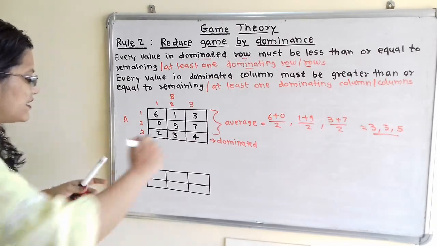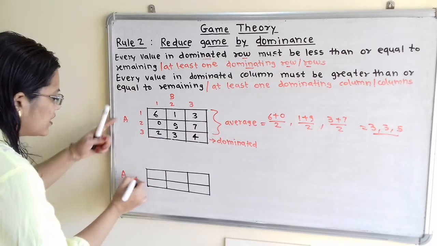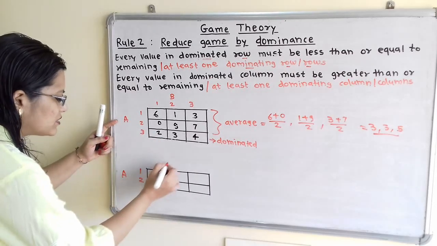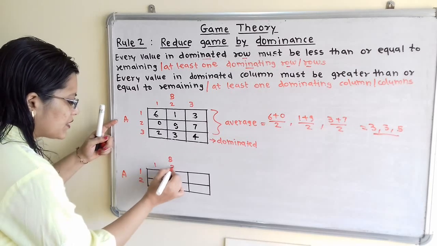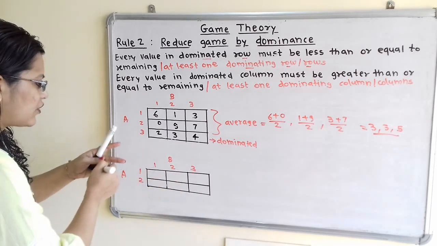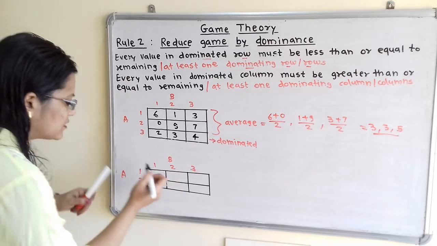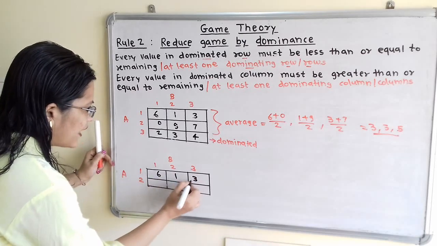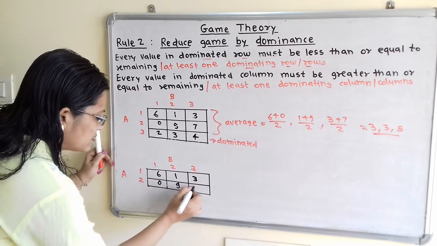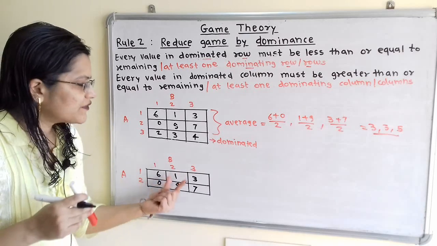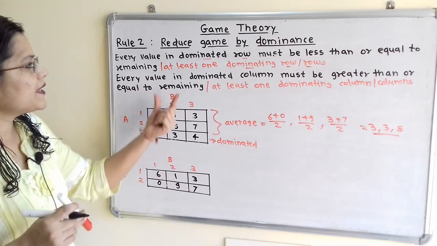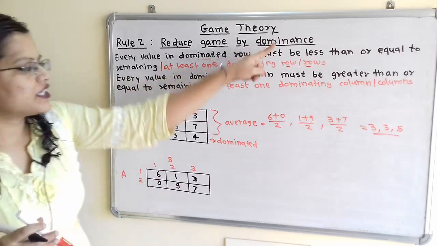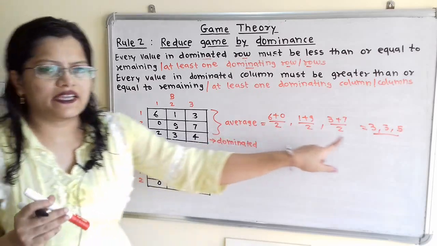So I will write here the remaining numbers. Here for A there are only 2 strategies, and for B there are 3 strategies. Now we will put the numbers 6, 1, 3 and 0, 9, 7. So in this way we can reduce the matrix by using the dominance property by taking the average.